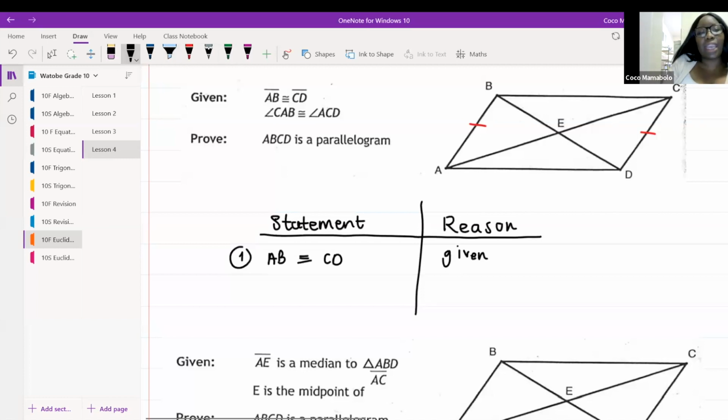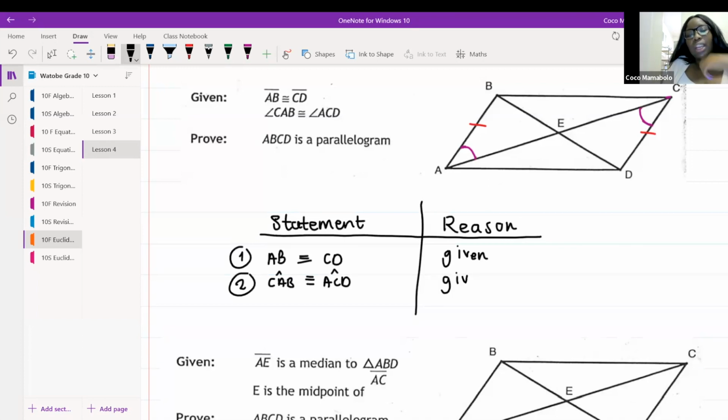Right. Then they say CAB, so we need to map that out to see which angle it is. CAB, C to A to B, this angle over here is congruent, equal to ACD. It's equal to this one over here. So now this is number 2. Angle CAB, with a little symbol for the angle, is congruent or equal to angle ACD.